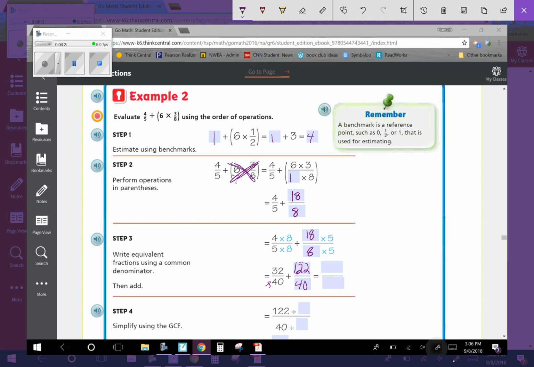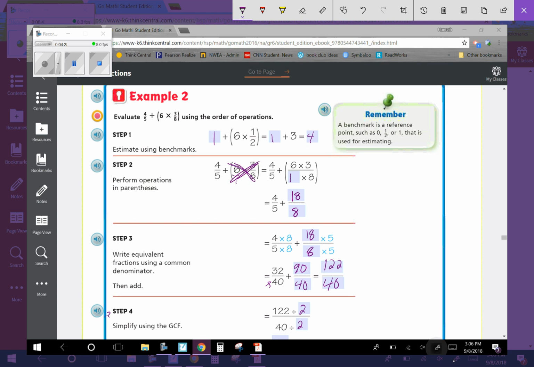Sorry, 18 times 5 is not 122. 18 times 5 is 90. Okay, now 90 plus 32, we add them across, is 122. We do not add our denominators together. We leave it as that common denominator, so we have 40. So now we need to simplify. We're on step 4 now. Simplify using the greatest common factor. Those are both even, so I know that I can divide them by 2. So 122 divided by 2 and 40 divided by 2.